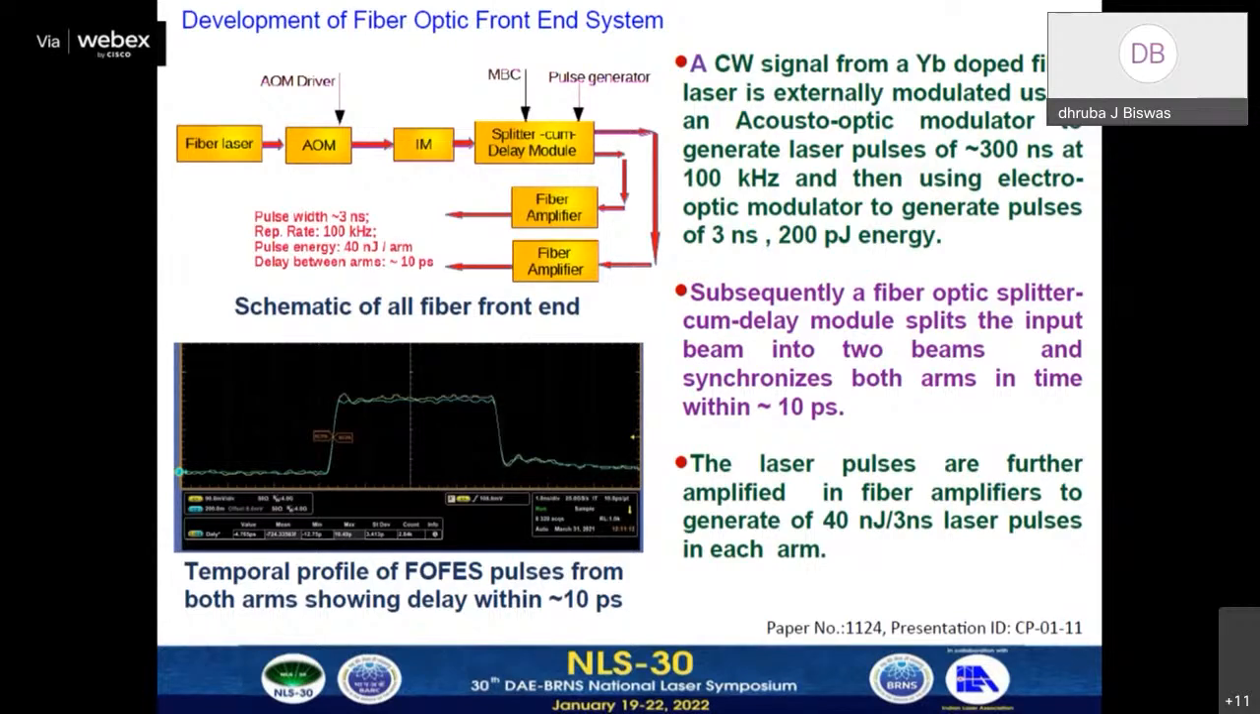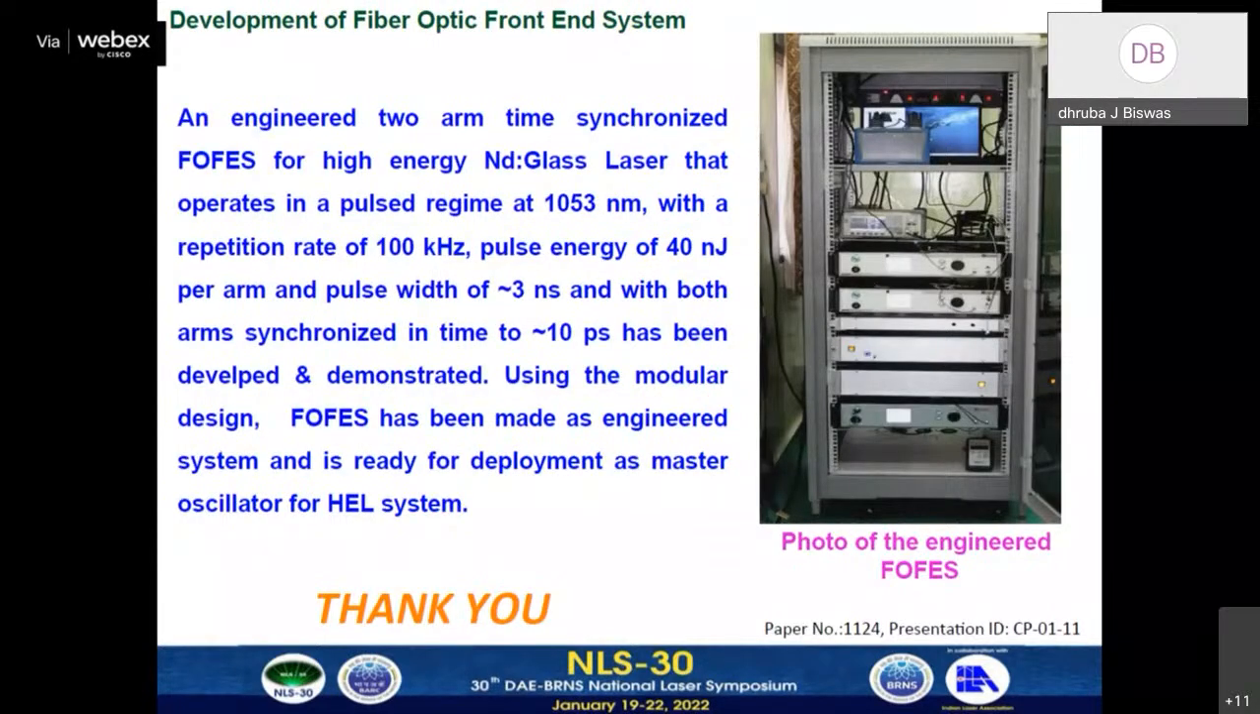Next slide, please. The system is developed in a modular architecture in an industrial 19-inch rack system. Its specifications: it works at 1053 nanometers and at a repetition rate of 100 kilohertz, with a pulse energy of 40 nanojoules at a pulse width of 3 nanoseconds, and the beams of both arms are synchronized to within 10 picoseconds. So this system is ready for integration into the high-energy system. Thank you.